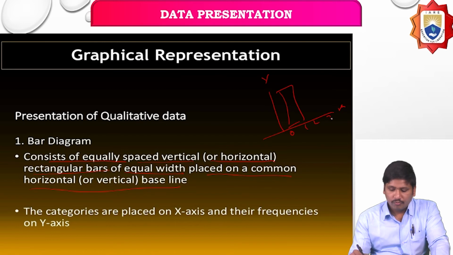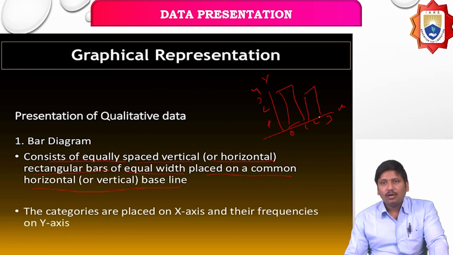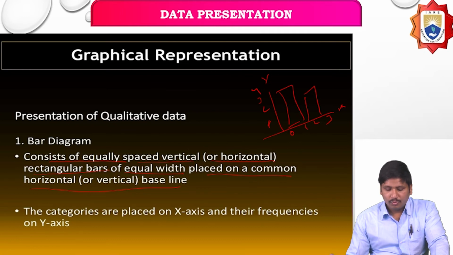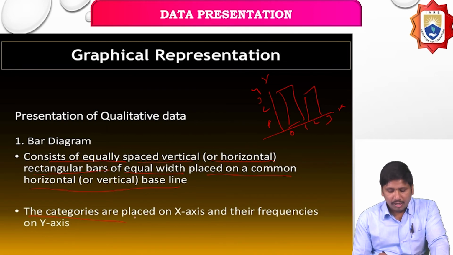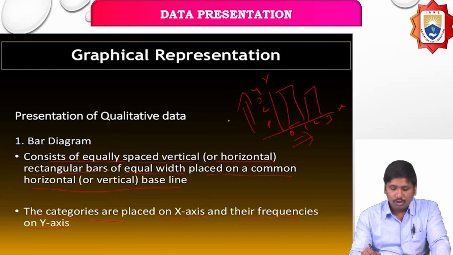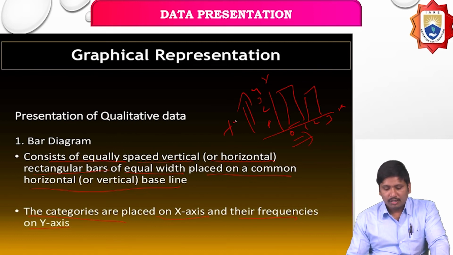So here will be some values. Based on the values the variable takes, I can represent the rectangular bars between the horizontal x-axis and the vertical axis, and that is the bar chart. The categories are going to be placed on the x-axis and the frequencies are going to be placed on the y-axis, right?